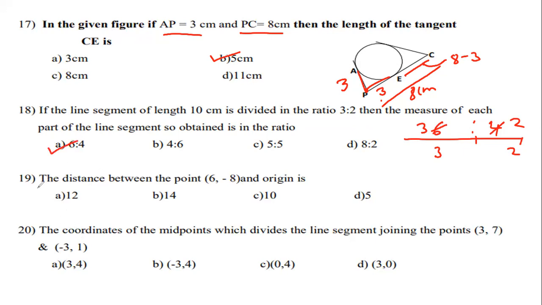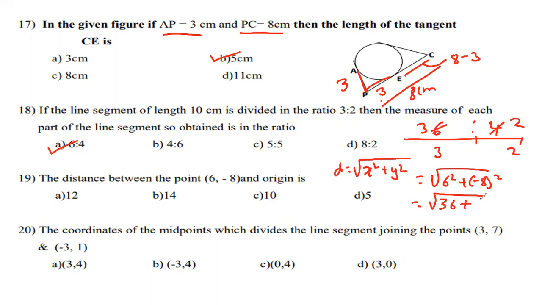Next. The distance between the point 6, minus 8 and the origin is dash. So the distance from the origin is square root of x squared plus y squared, which equals the square root of 6 squared plus minus 8 whole squared. Square root of 6 sixes are 36 plus 8 eights are 64, which equals the square root of 100, which is 10 centimeter. Which option is right? Option C is correct.